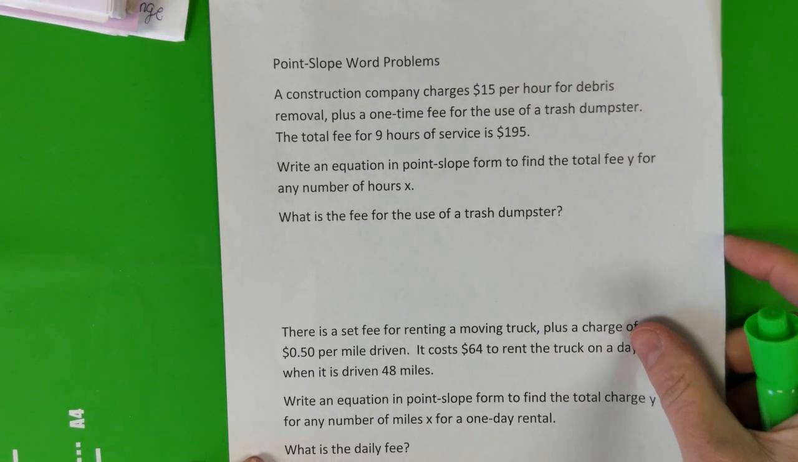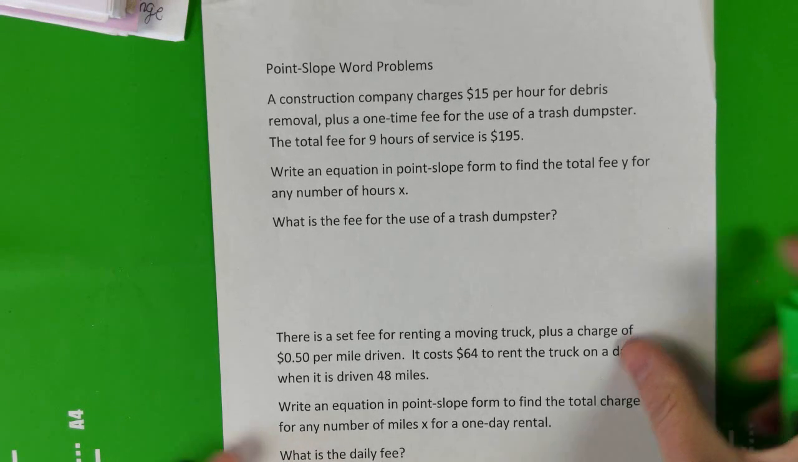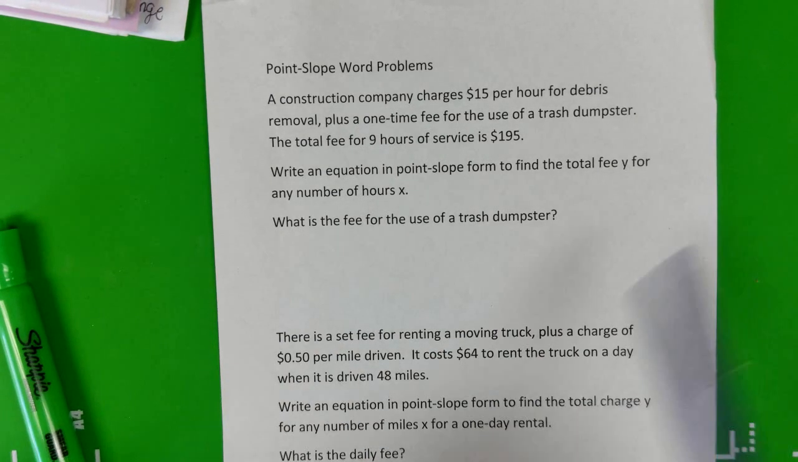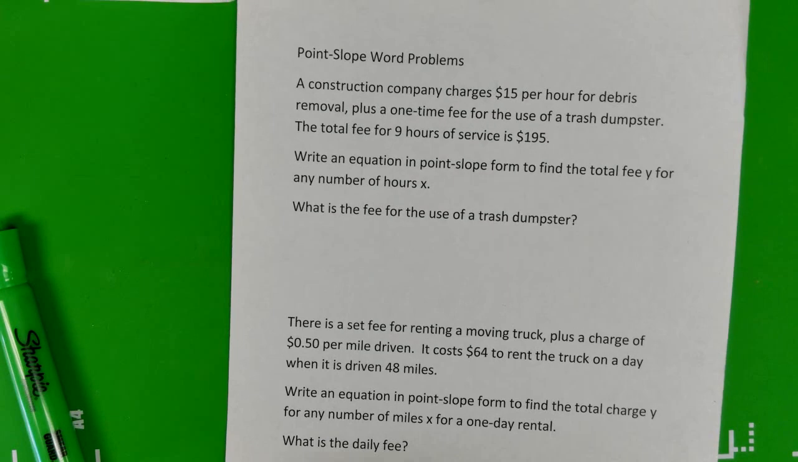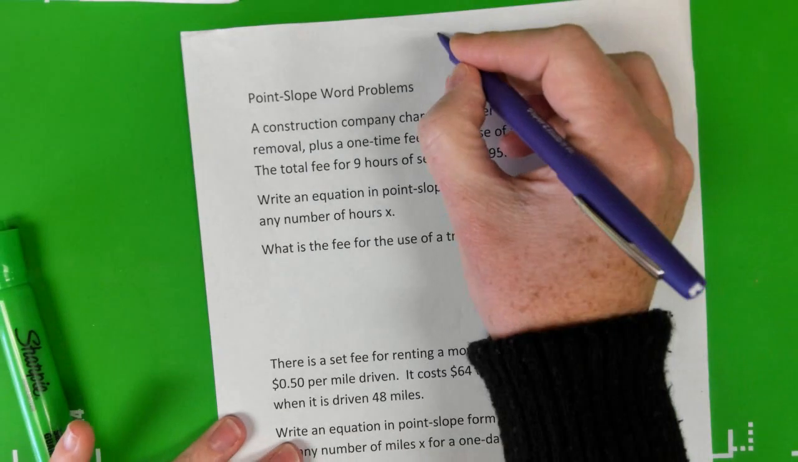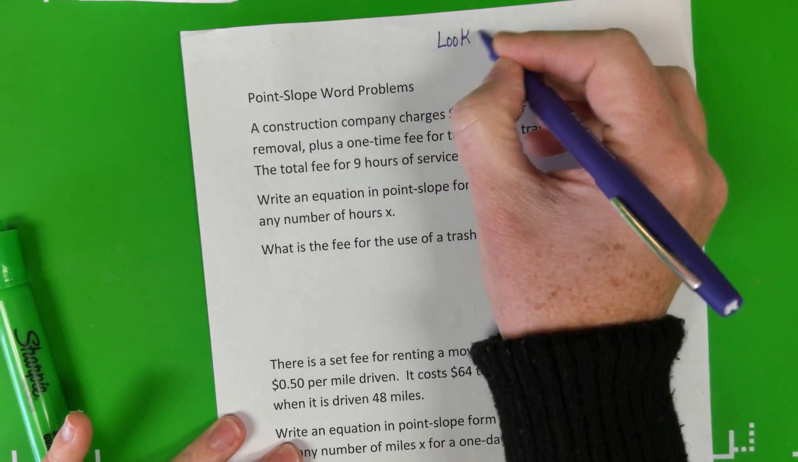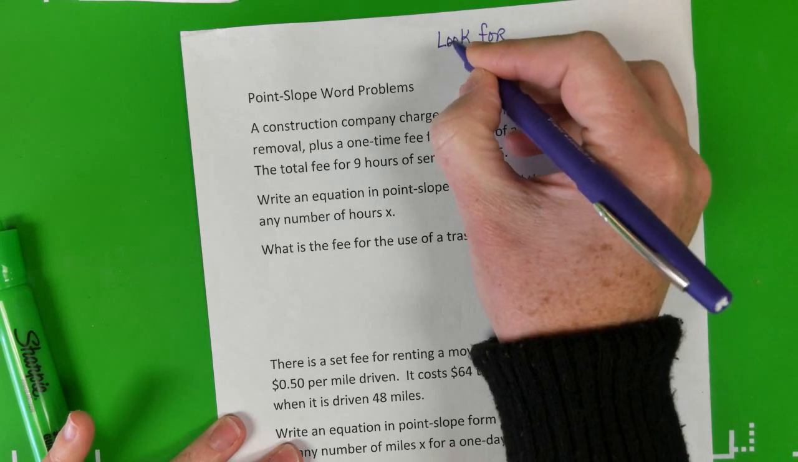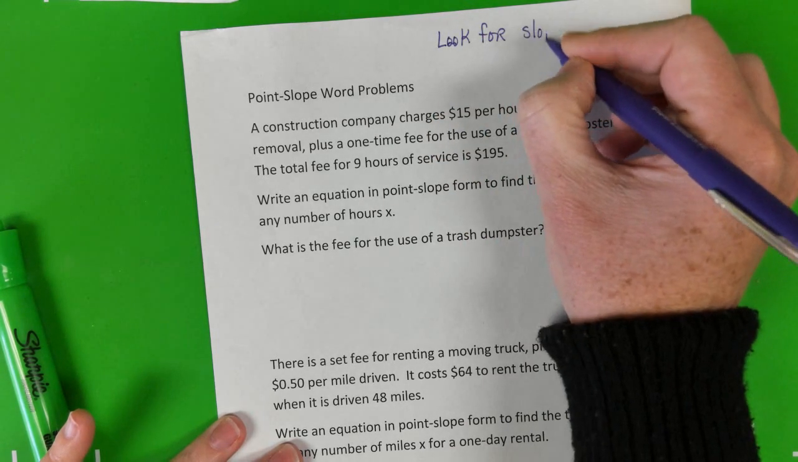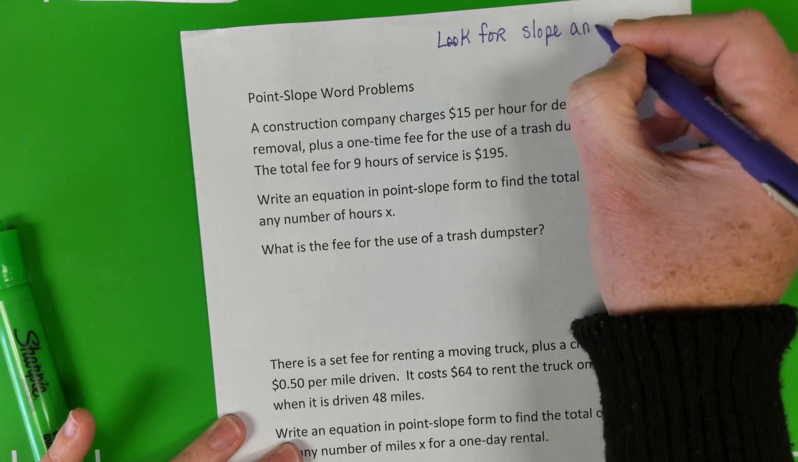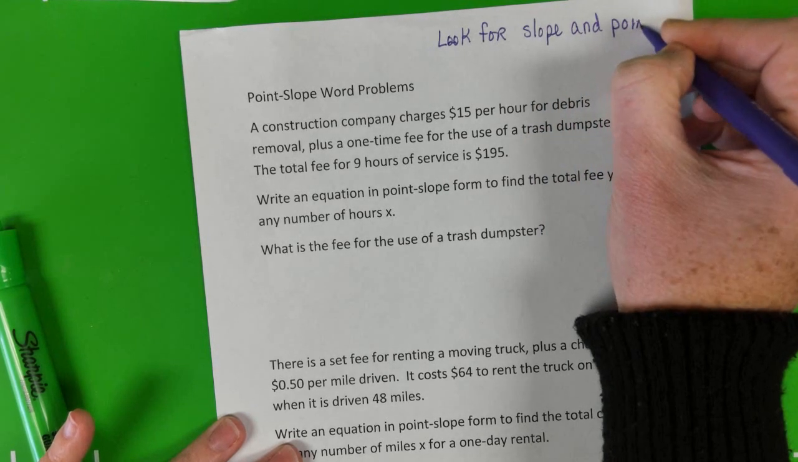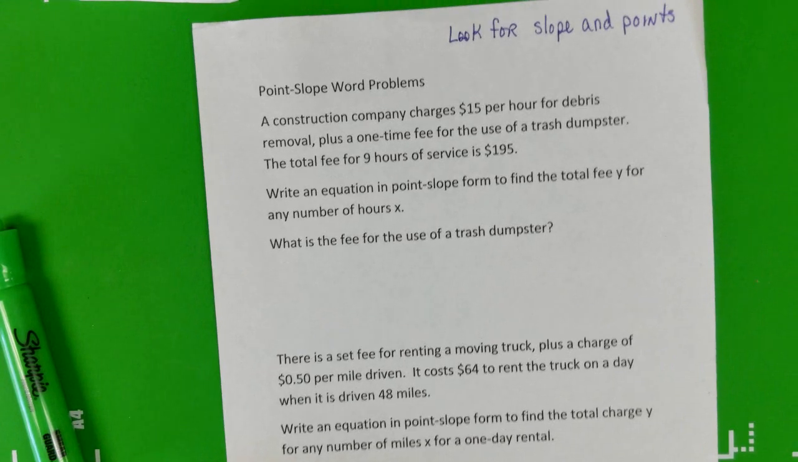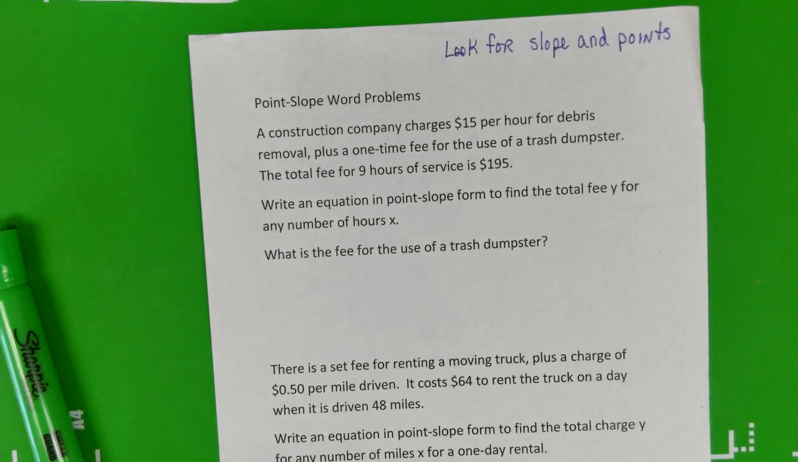Okay, so when we look at point slope form word problems, first of all, I just want to comment that it's really not different than writing in slope-intercept form. However, maybe it's a little bit easier, okay? We still want to look for the slope and points. So we still need to decide what the given information is. Do we have the slope? Do we have a point? What information do we have?